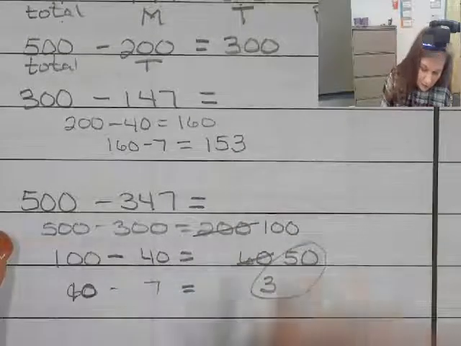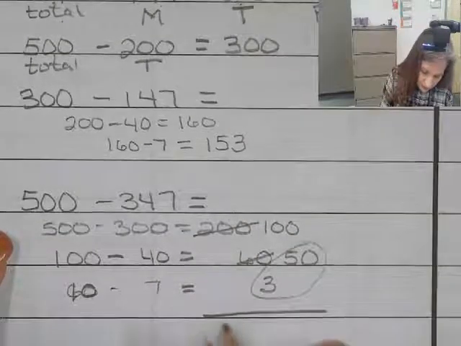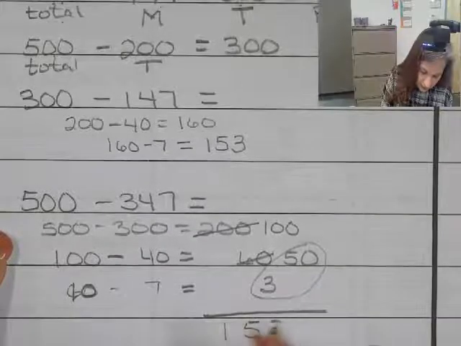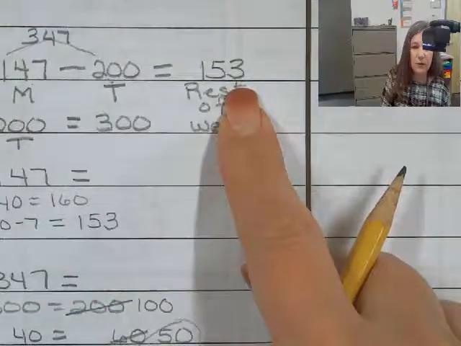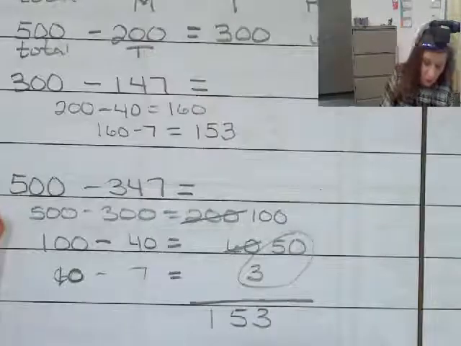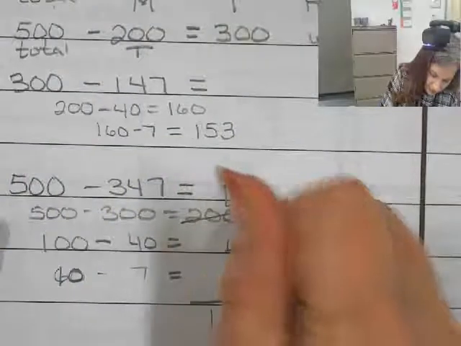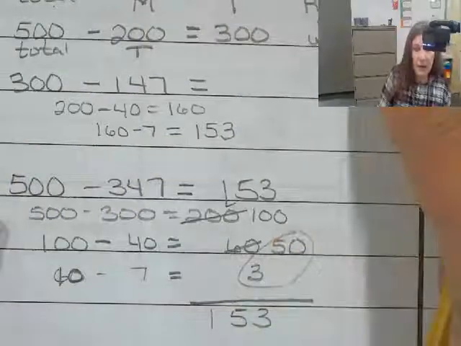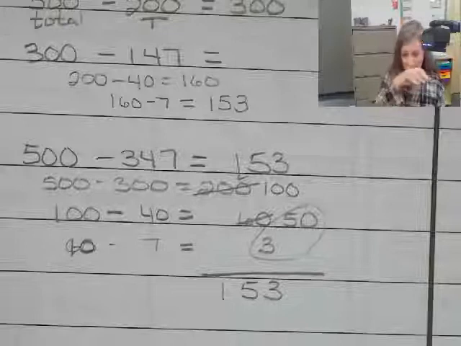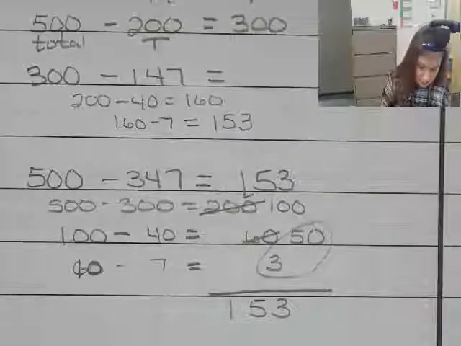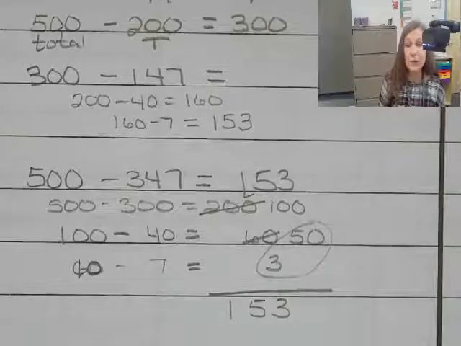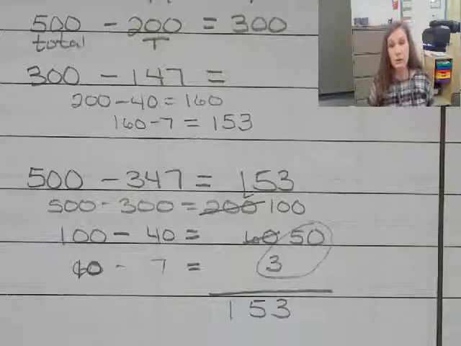So when I put this back together in standard form, I have 153, which is exactly what we had from our previous strategy. So 153. If these did not match, we would know that somewhere there was an error in our subtracting. We're going to continue to practice subtracting.